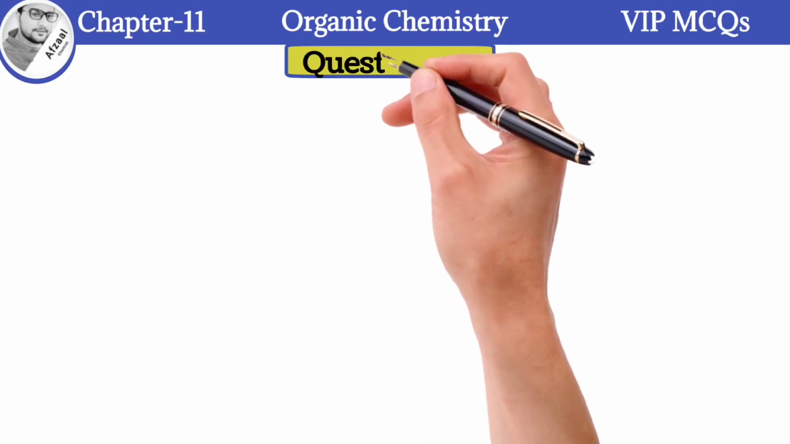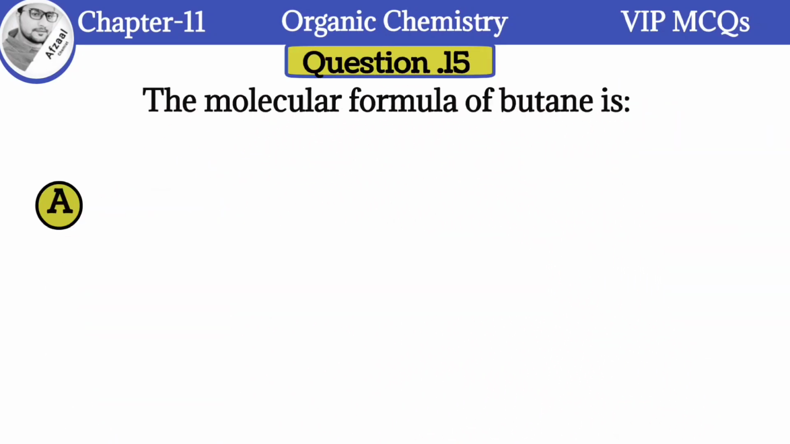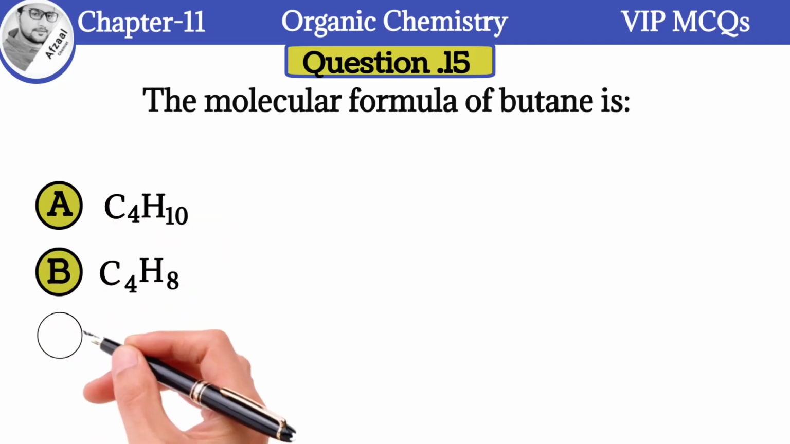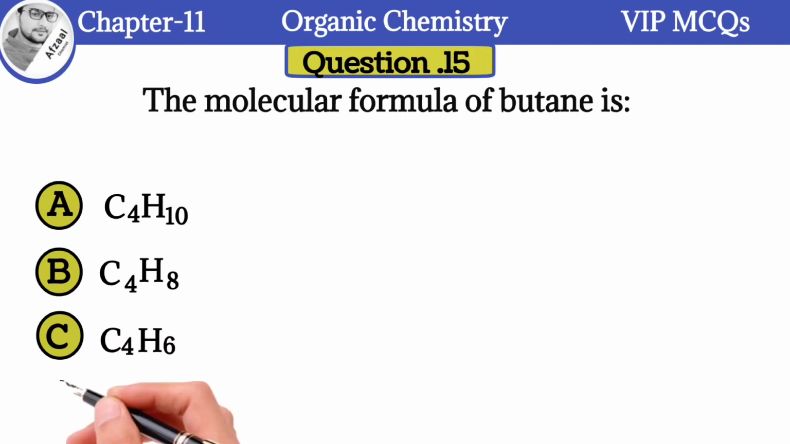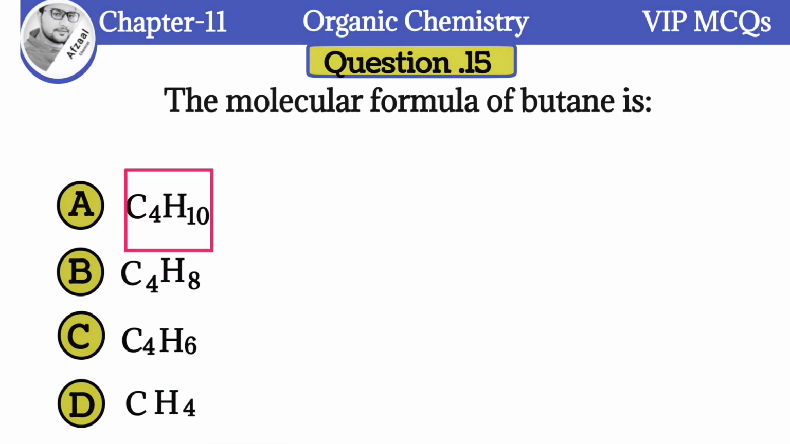Question number 15 is, the molecular formula of butane is: option A is C4H10. Option B is C4H8. Option C is C4H6. Option D is CH4. The correct option is A. The molecular formula of butane is C4H10.